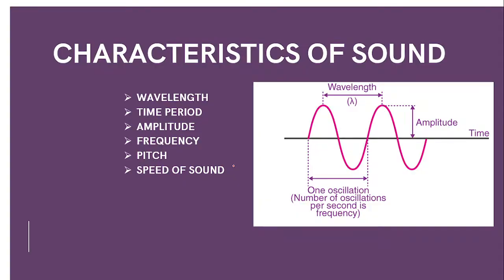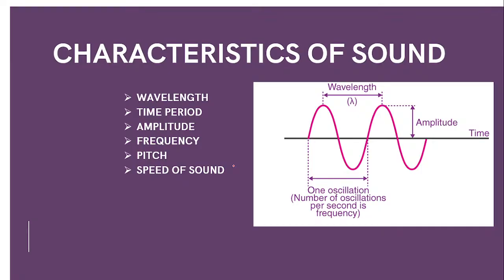Next, the most important part, that is the characteristics of sound. What are the different characteristics of sound? How will you determine different factors of sound? You'll get a few numericals based on these characteristics. When we talk about sound, we'll talk about wavelength, time period, amplitude, frequency, pitch, and the speed of sound, that is the velocity of sound. So these are the six characteristics of sound you need to study.